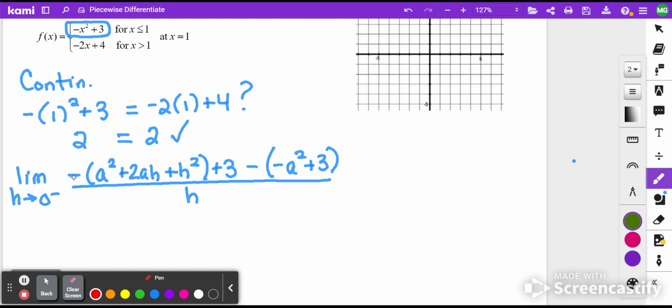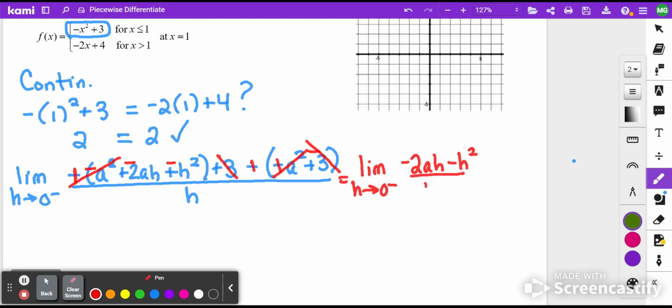Okay, let's go ahead and apply our negatives. Let's see what we have here. So we have plus, this becomes negative, negative, negative. This becomes positive, and this becomes negative. The 3's are gone. A squared and negative a squared cancel each other out. This leaves us with the limit as h approaches 0 from the left of negative 2ah minus h squared over h. And of course, we can cancel h right here. We are left with, now when we drop that 0 in, negative 2a.